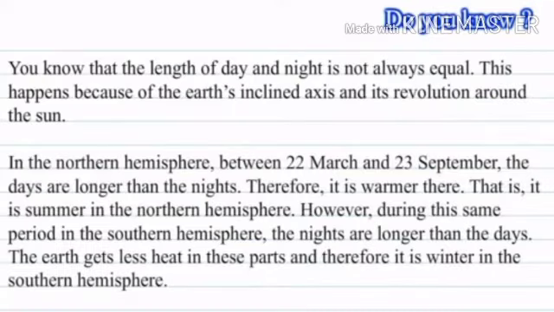Let's have a look. You know that the length of the day and night is not always equal. This happens because of the Earth's inclined axis and its revolution around the Sun. In the northern hemisphere, between 22nd March and 23rd September, the days are longer than the nights.